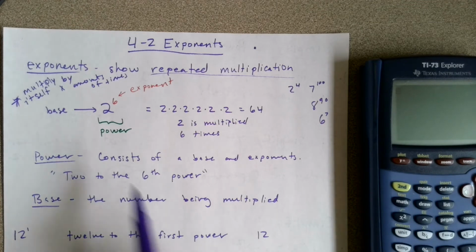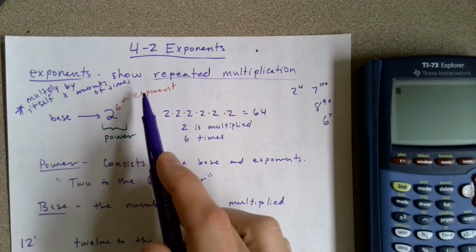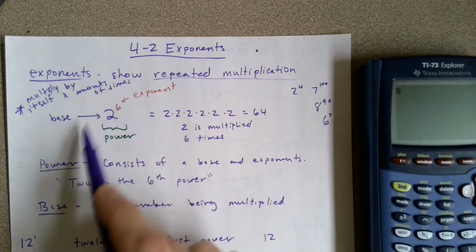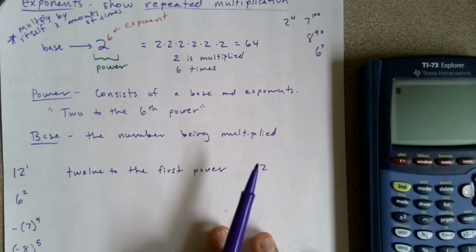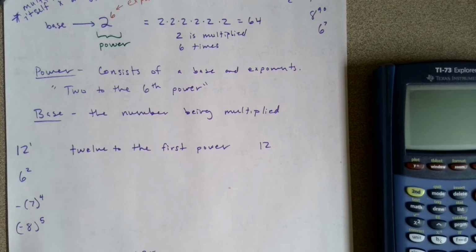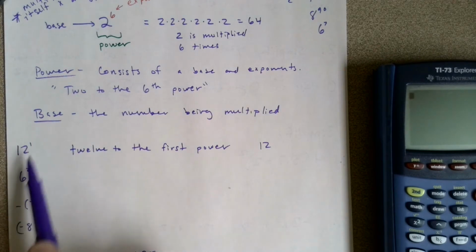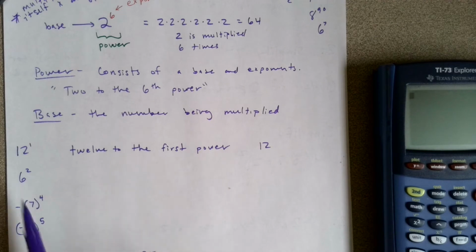Okay, so we know we got our power, which is the whole thing, and it consists of the base and the exponent. Our exponent is the little number. Our base is the big number that is being multiplied. All right, let's get some working with it. So I have a little example here. I have our diagram, and then I'm going to write it out, and then I'm going to write what they would equal to.